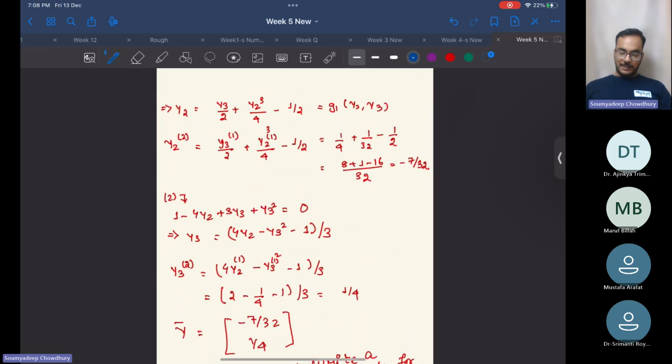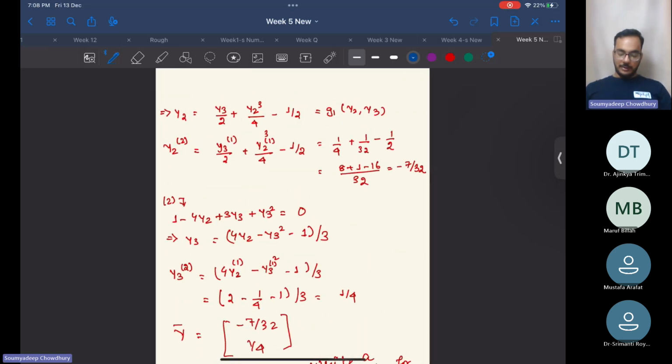Similarly, if I do it for the second equation, I will get another recasting function. So this is my g1 and this is my g2. This is my second equation. This is g2, this is g1.